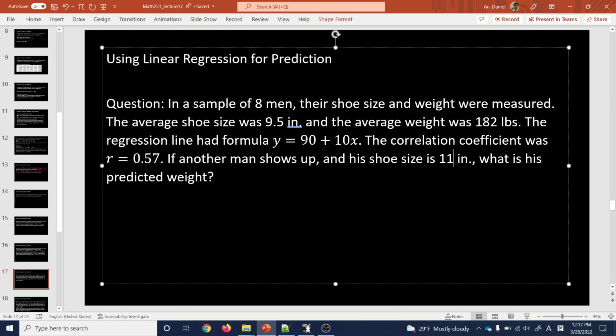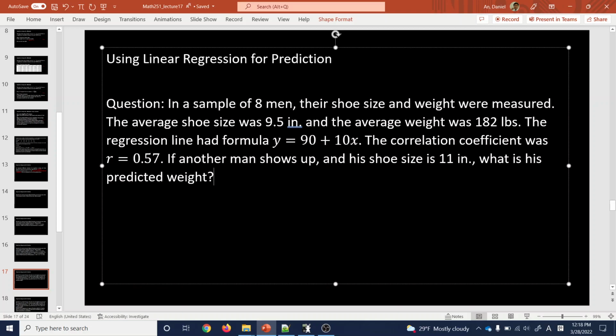11 is the rho? No, 11 is the x. See, we have two types of data, right? The shoe size is x, and y is the weight. We're not given the actual table, so we don't know the actual values, but we know that the average value for x is 9.5 and the average value for y is 182. And then we have this linear regression. So if you plug in 11, you would get 200.